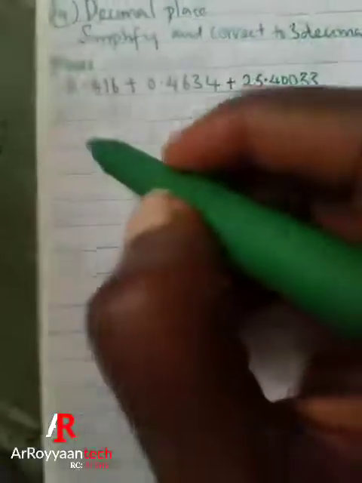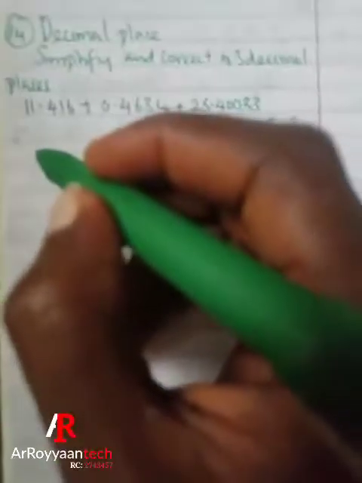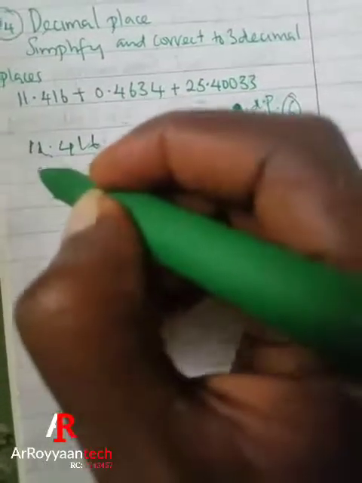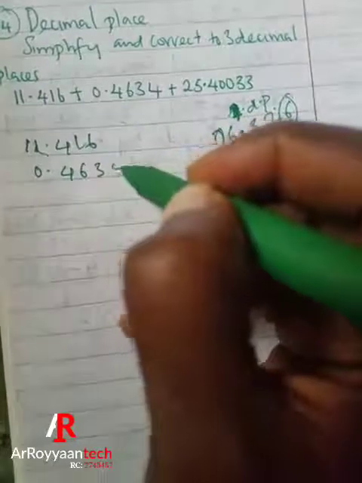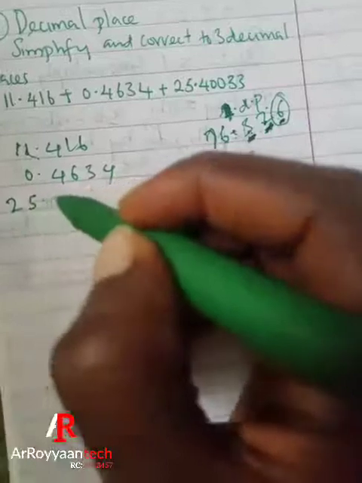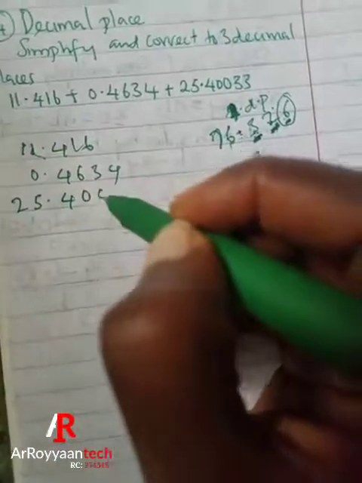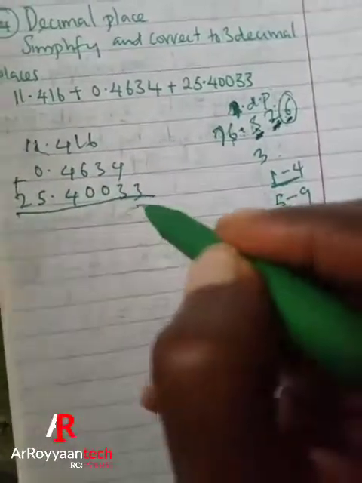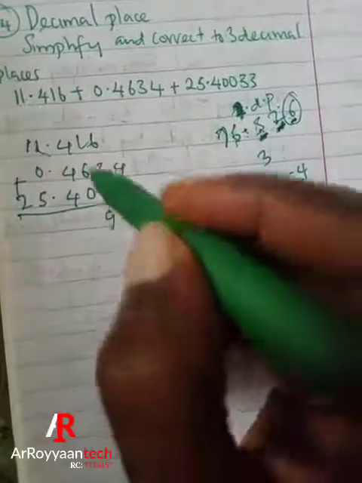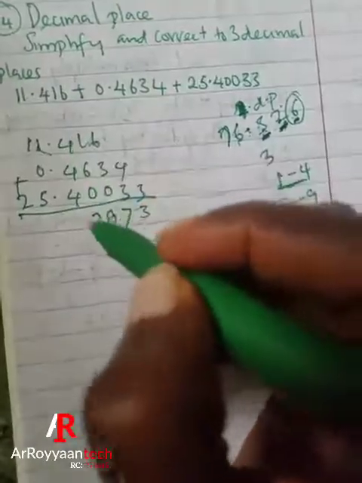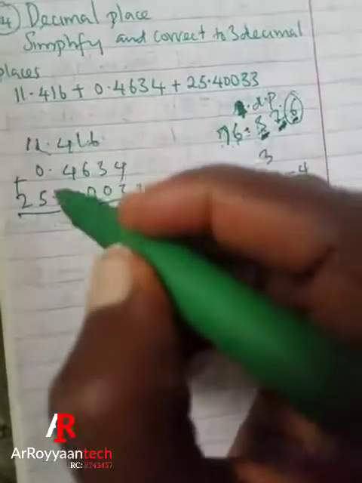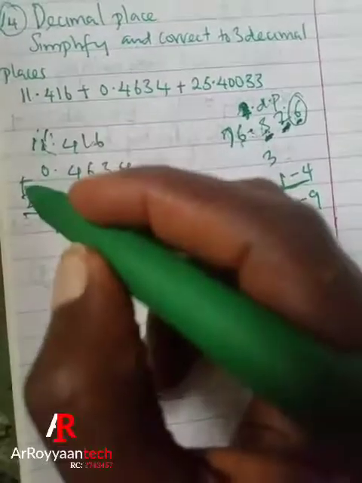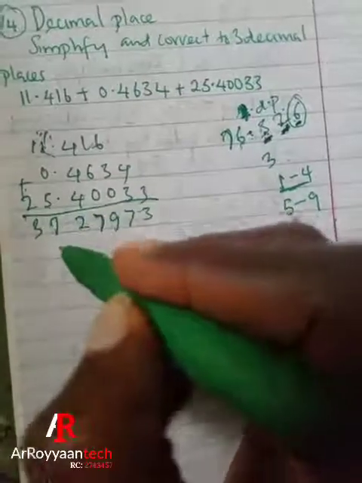So now let's solve this question. We have 11.416, 0.4634, and 25.40033, and we have to add these together. Adding them, 3797, that's 212. We put our 1 here, so 27, and this one is 3.